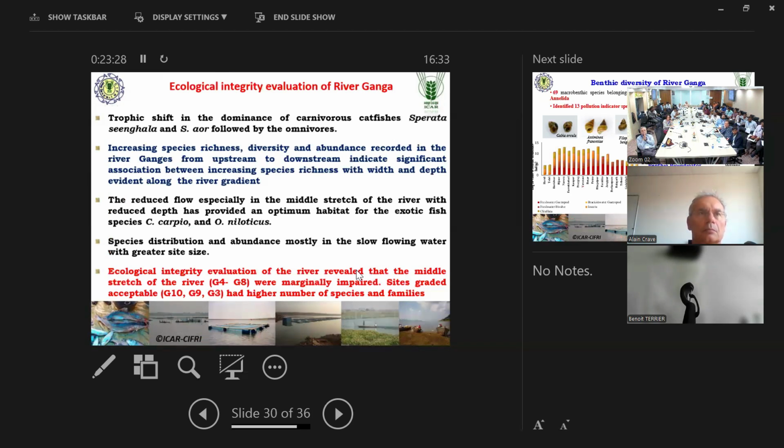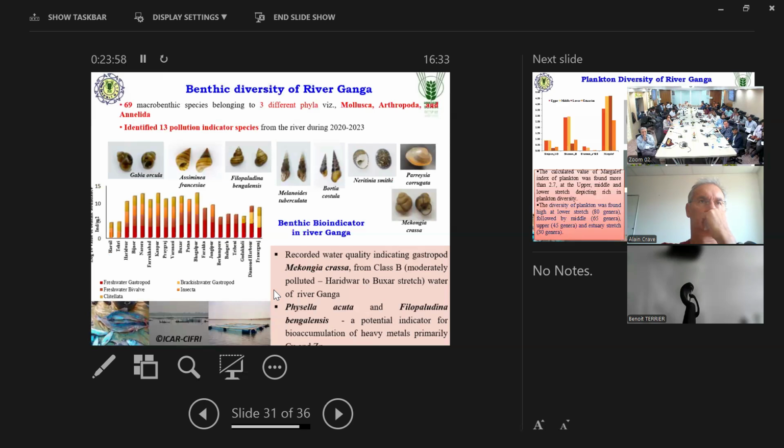Finally, the ecological integrity evaluation of the river revealed that the middle stretch, as I was telling, up to Buxar, is marginally impaired, and the sites graded as acceptable are mostly the lower stretches. That means from the IBI index, we can categorize the entire river system, see the stressors, and decide how to mitigate and rejuvenate. And I was talking about sediment, sediment dynamics and geomorphology.